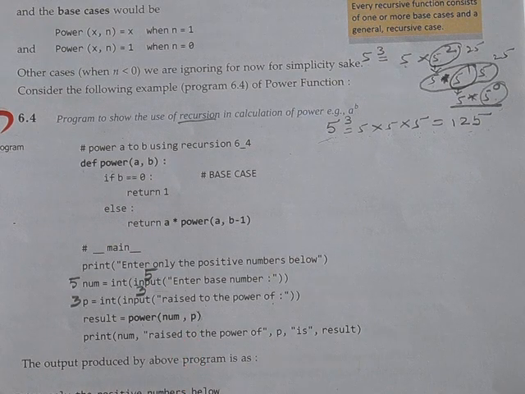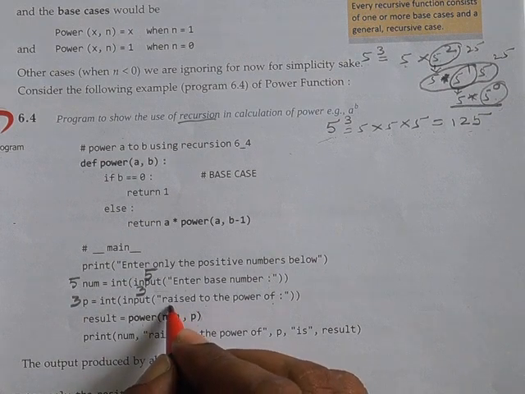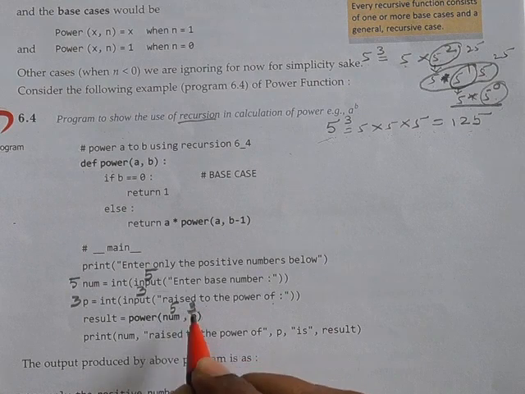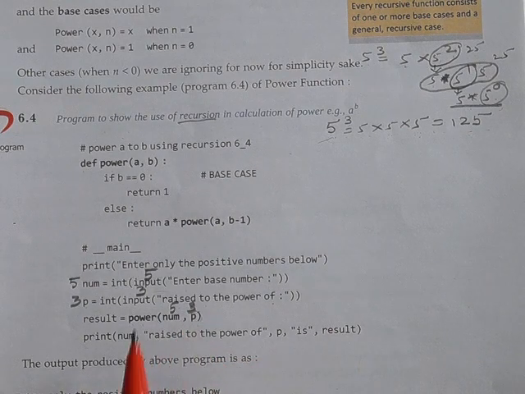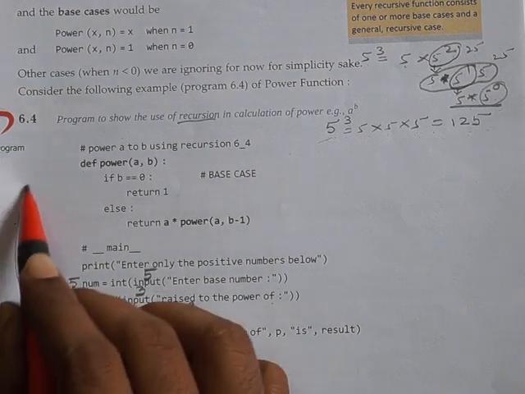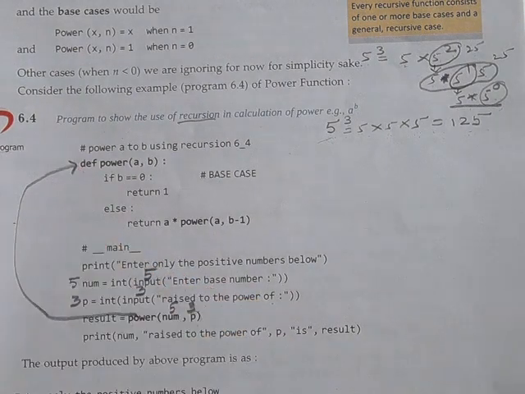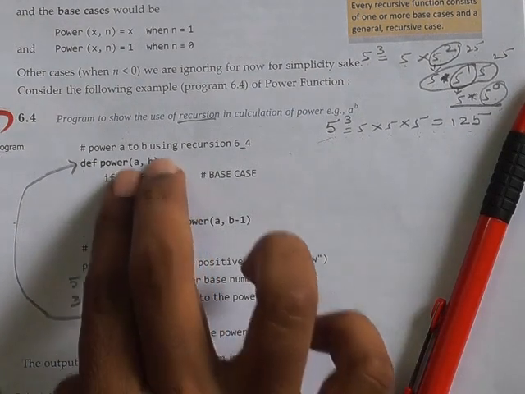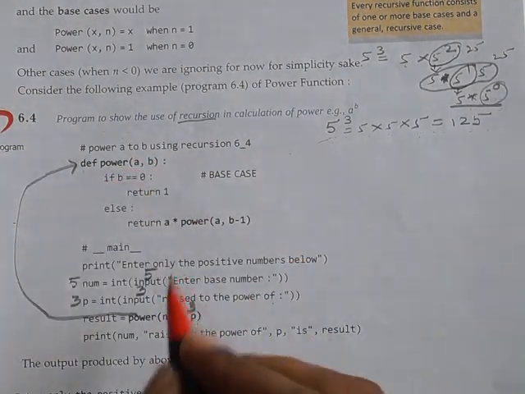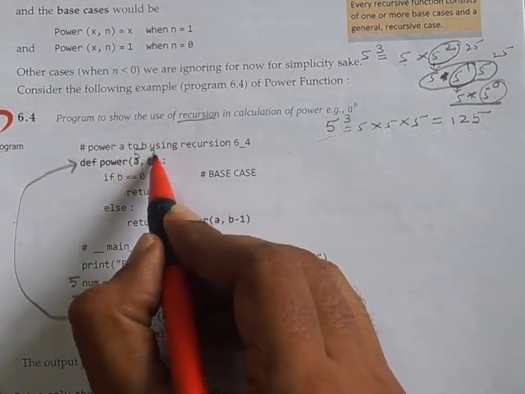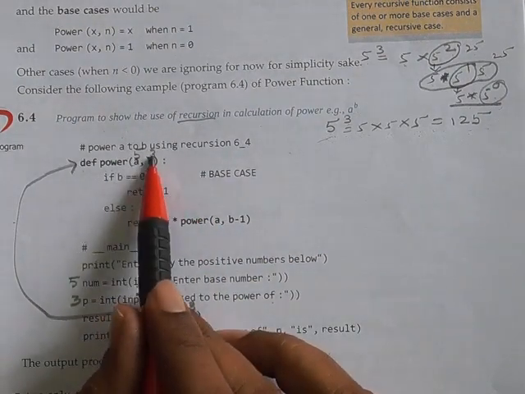What is the value of num? The num value is 5. What is the value of p? The p value is 3. So this is a call statement. It will call the power definition. Where is the power definition? It is here. So the num and p values are transferred to a and b. Got it? So now a value is 5 and b value is 3.